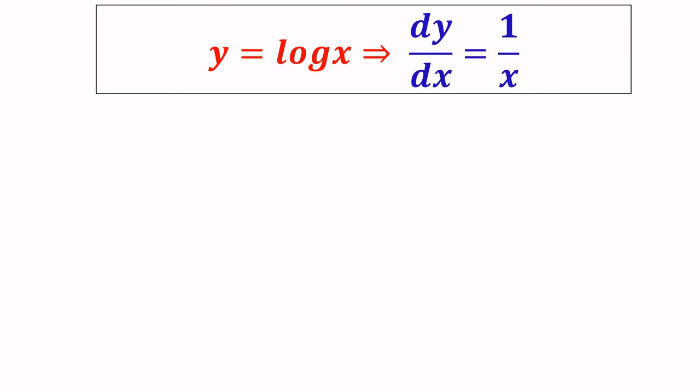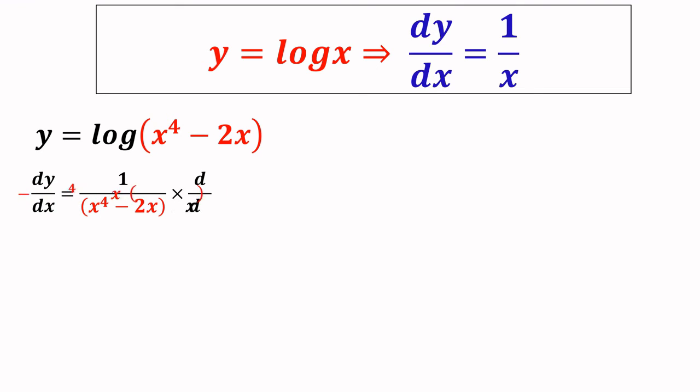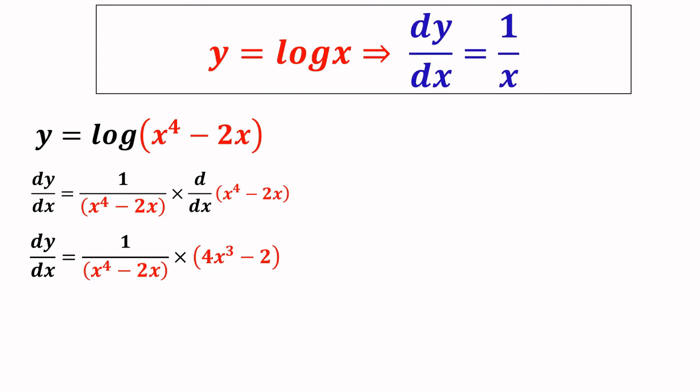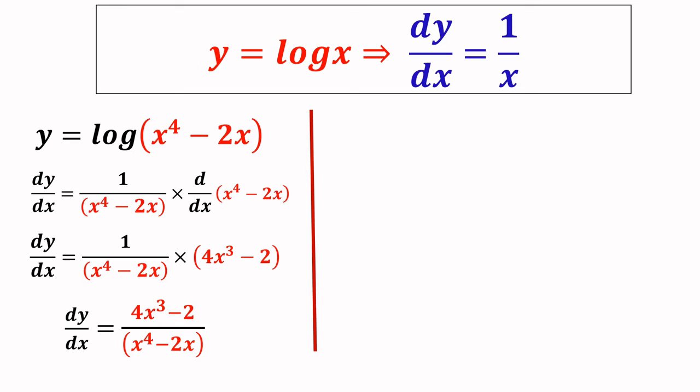Let us see the derivative of log x. It is 1 by x. And y is equal to log of x power 4 minus 2x. How to do? Derivative of log x is 1 by x, but it will be 1 by that into d by dx of that. Simple chain rule. 1 by x power 4 minus 2x into derivative. The derivative of x power 4 minus 2x is 4x cube minus 2. It is 4x cube minus 2 by x power 4 minus 2x.